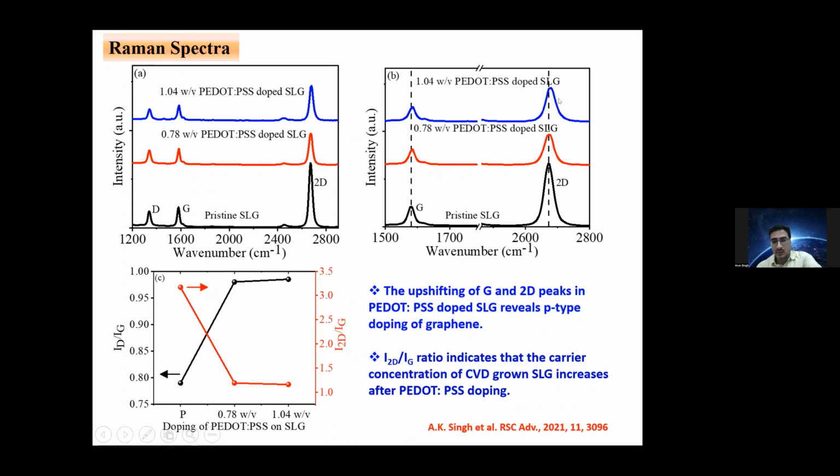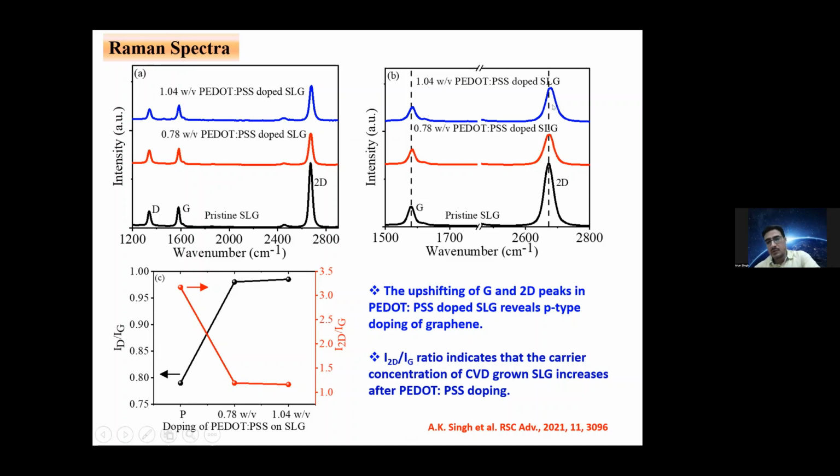Here we can see the 2D peak is not much shifted compared to the G peak. The G peak shifted around 4 inverse centimeter in the case of 0.7 weight to volume percent, and around 5 inverse centimeter in the case of 1.0 weight to volume percent. But the 2D peak shifted around 1 inverse centimeter in the case of 0.7 percent, and around 2 inverse centimeter in the other case. Many literature have reported that shifting of 2D and G peaks alone does not indicate doping. When there is a large shift in the G peak compared to the 2D peak, then it indicates doping of the graphene. So in our case, it perfectly matches the literature, and it confirms the doping of PEDOT:PSS over the graphene surface.